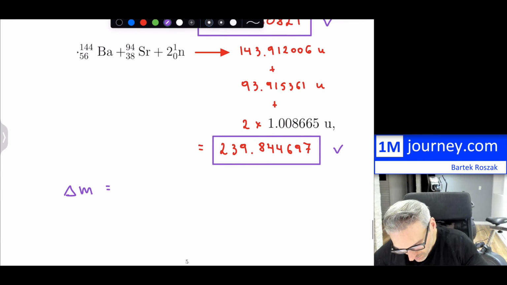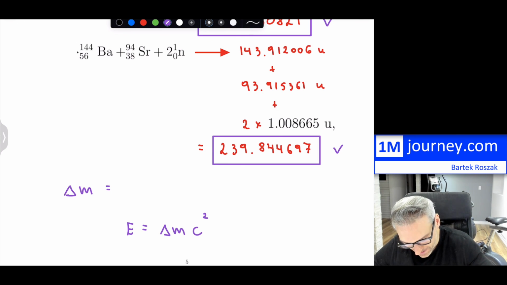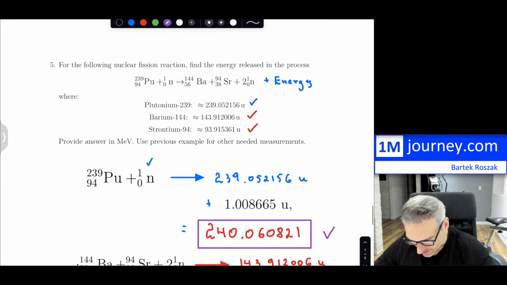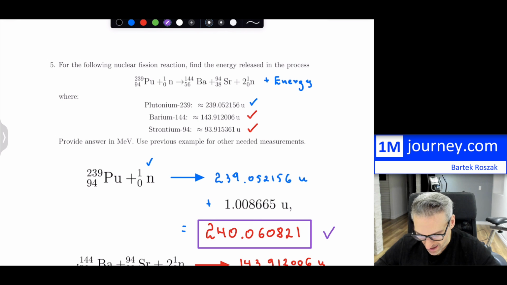Then we're going to utilize our equation. So this is going to be, again, the mass defect multiplied by the speed of light squared. And we're going to be able to find out exactly what that energy is. All right, so within here, it says provide answer in mega electron volts. All right, so we'll do that.